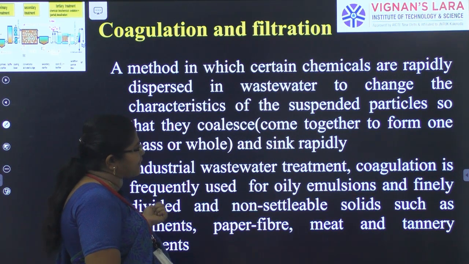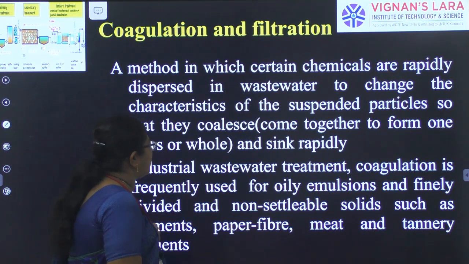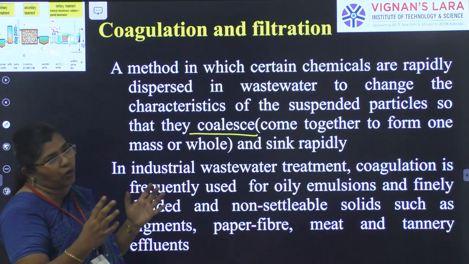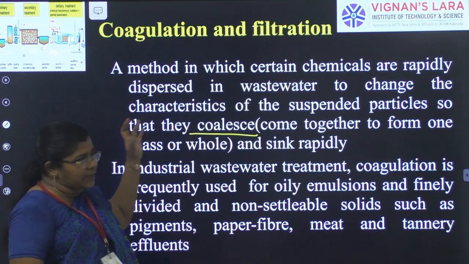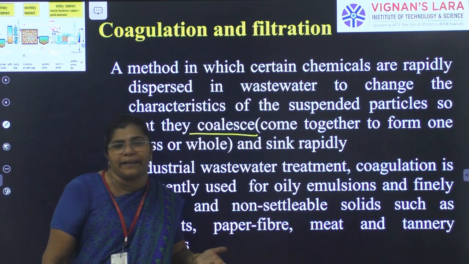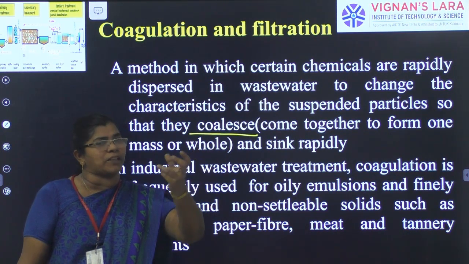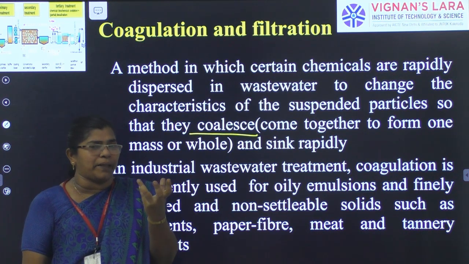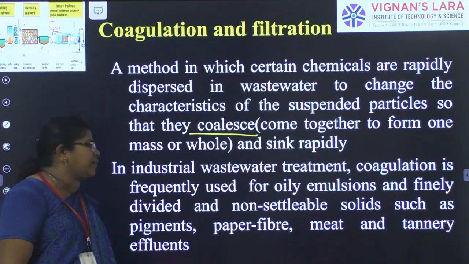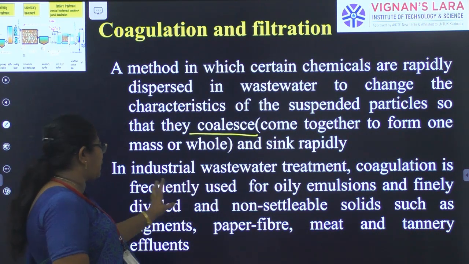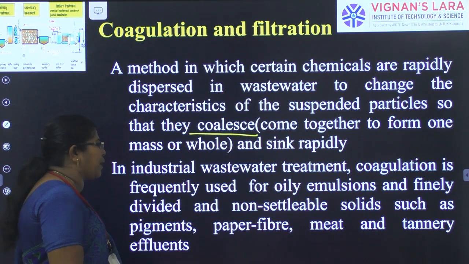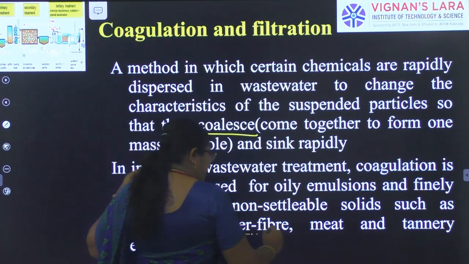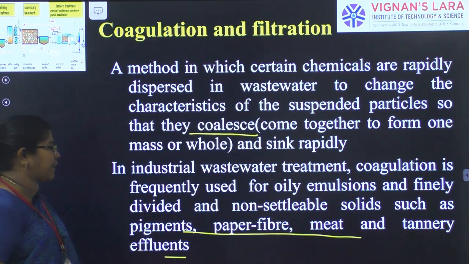to change the characteristics of suspended particles so that they coalesce. Coalesce means come together to form one whole mass and sink rapidly. So this is coagulation. A coagulant will be added. So what will happen? Much of the suspended solids will hold together and form a very big mass, which will be precipitated at the bottom. In industrial wastewater treatment, coagulation is frequently used for oily emulsions and finely divided, non-settleable solids such as pigments, paper fiber, and tannery waste.